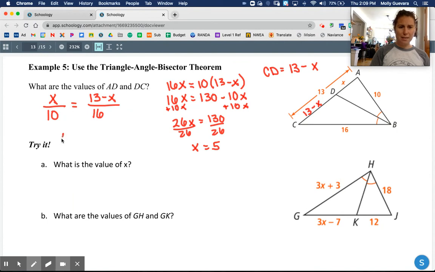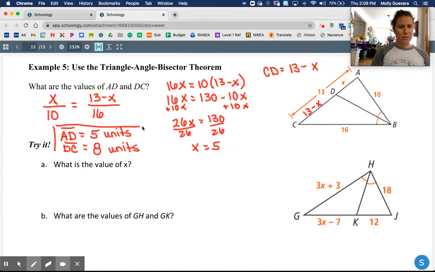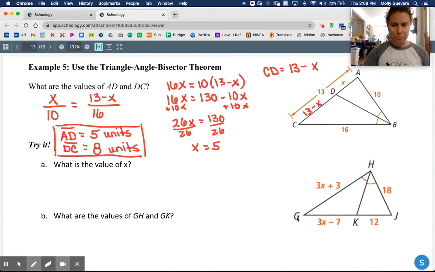That means that the length of AD is 5 units. And the length of DC is 13 minus 5. Well, 13 minus 5 is 8. So 8 units. So it's just another example of setting up a proportion.